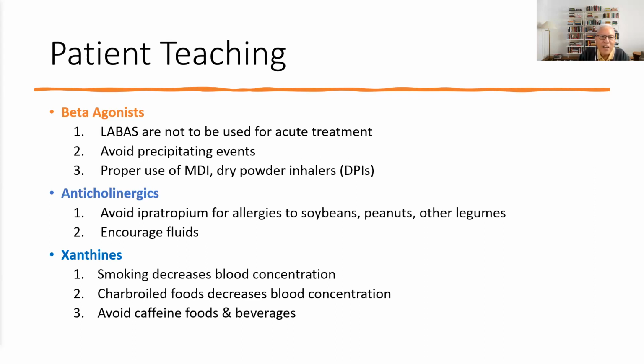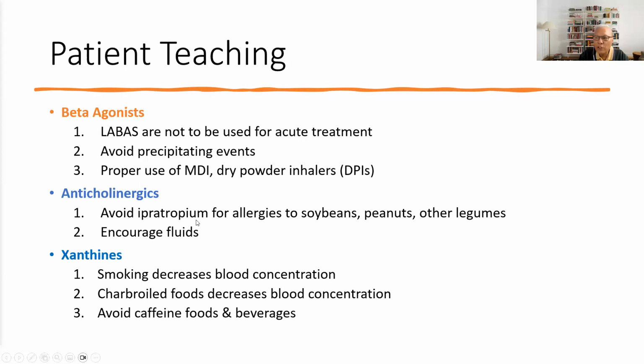So in this particular slide, I'm just trying to emphasize the patient teaching things that you have to include in patients relative to the use of your bronchodilators. So for beta agonists, make sure that you remember that long-acting beta agonists or LABAs are not going to be for acute treatment. They're intended to be for long-term maintenance therapy. Avoid precipitating events, meaning that asthmatic patients should be able to identify what triggers their asthmatic attack. And of course, we need to include proper instructions on how to use a metered dose inhaler or an MDI, as well as dry powder inhalers.